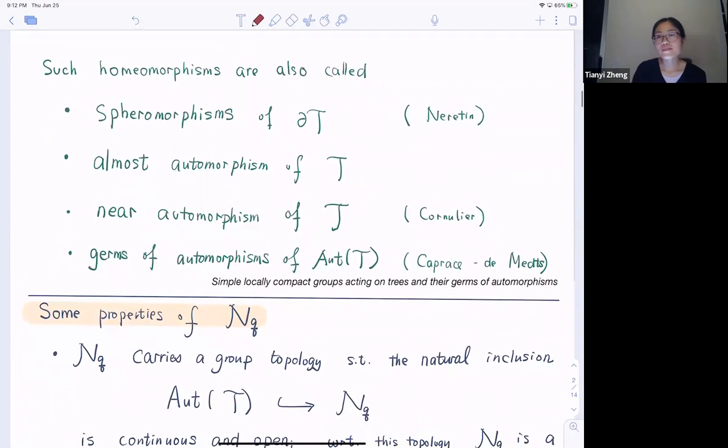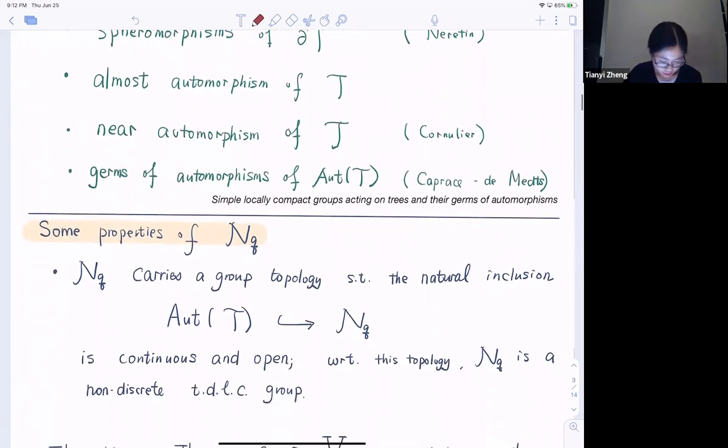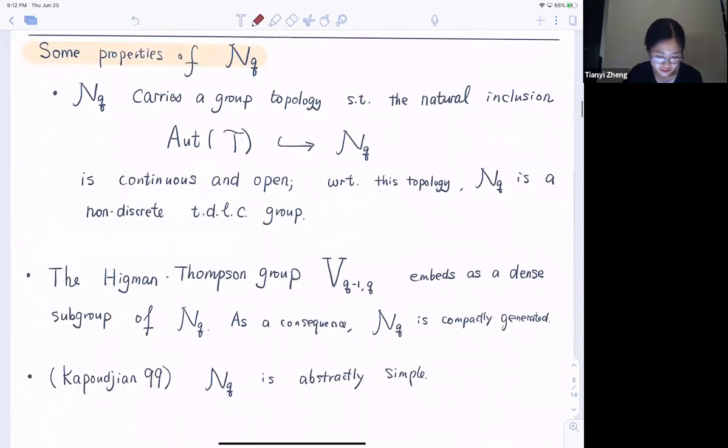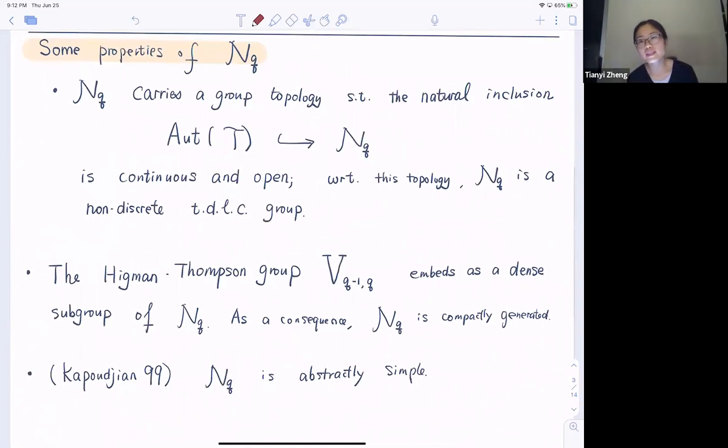So this is the definition. You have this nice action of the automorphism group of the tree on the boundary, and then we simply take its topological full group, and that's the Neretin group. One important feature of it is the group topology that it can carry. It was quite fascinating to me when I first saw it.